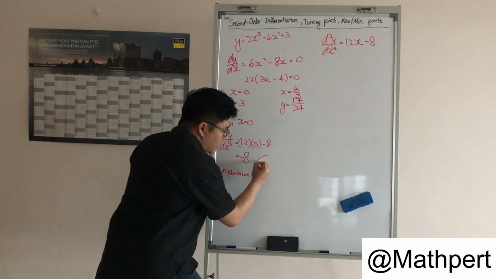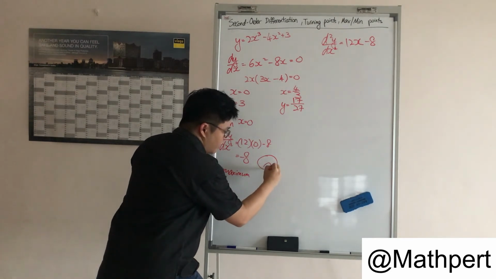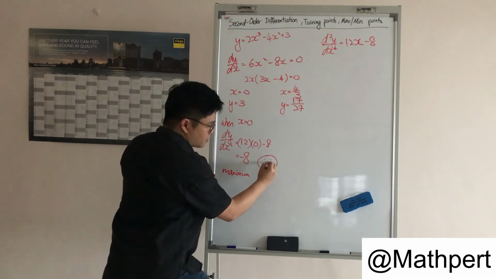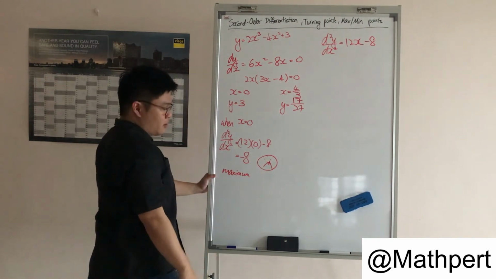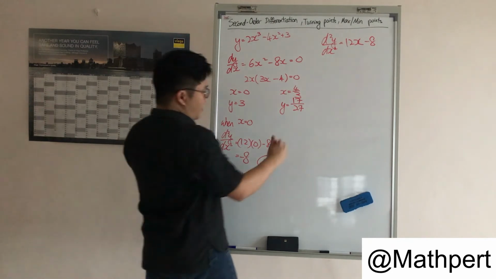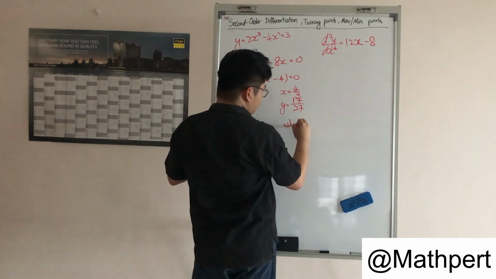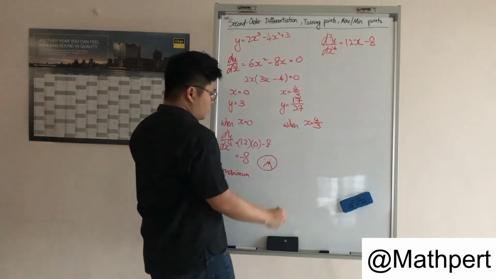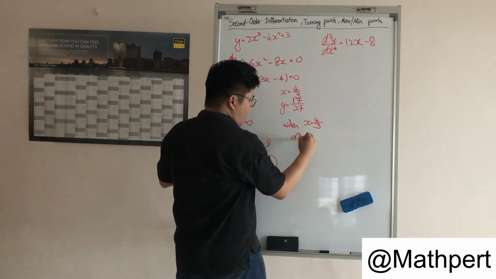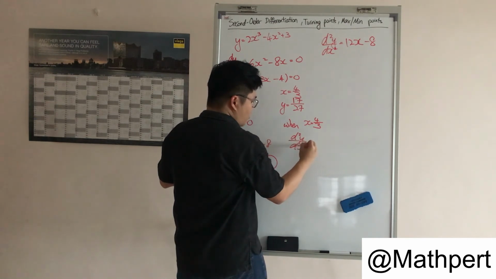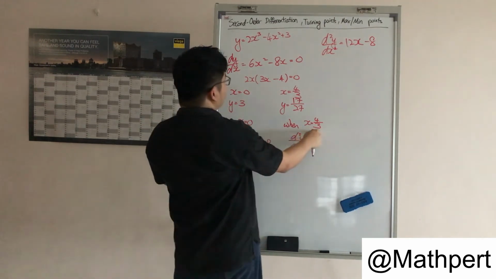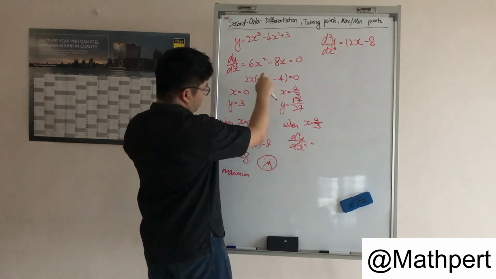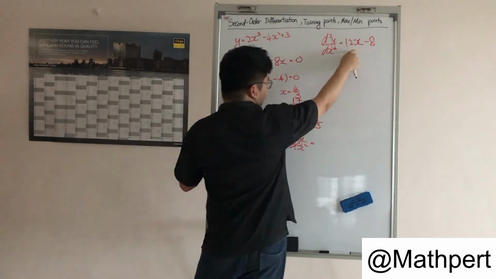Remember, when you get negative, you have a sad face. When it is sad, it's a maximum point because of this shape over here, right? And then when x equals 4 over 3, d squared y over dx squared, substitute 4 over 3 in here.